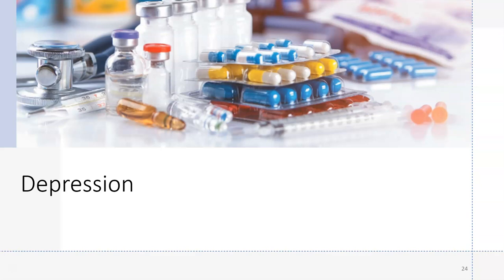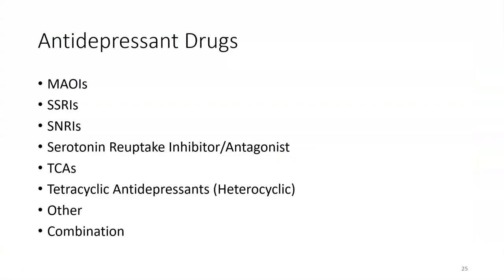The next disorder is depression. Depression is treated with antidepressant drugs. These agents will enhance the levels of serotonin and/or norepinephrine. There are a number of antidepressant drugs, basically 6 classes. We're going to go through each of these. Again, many of these can also be used for other things. We can also use them in treating anxiety disorders.